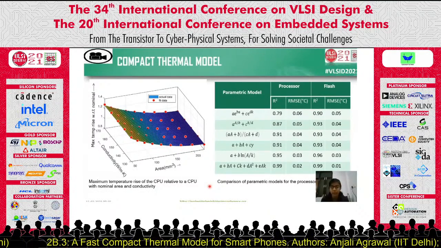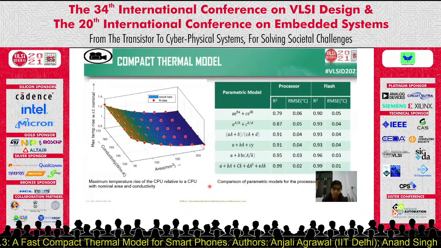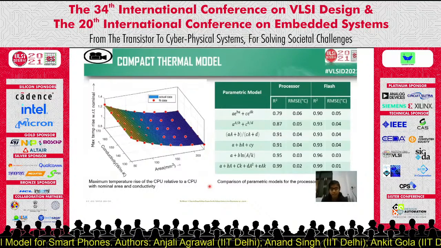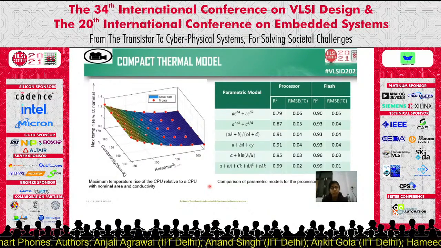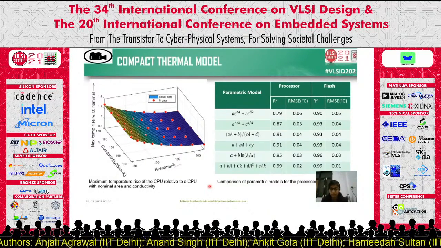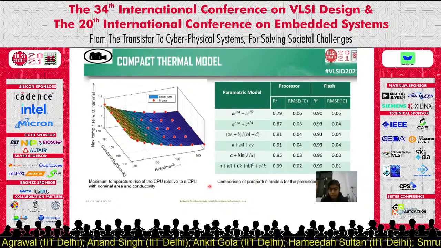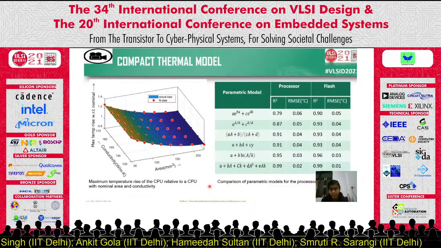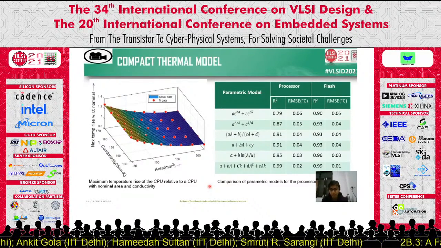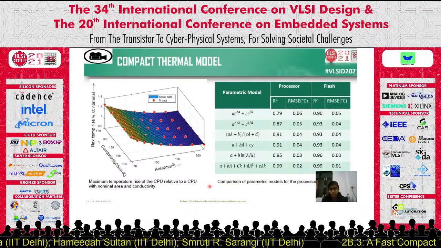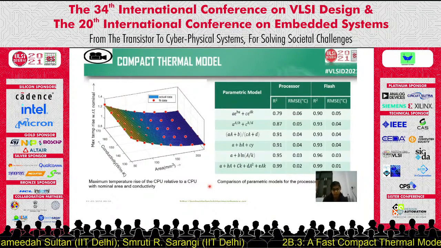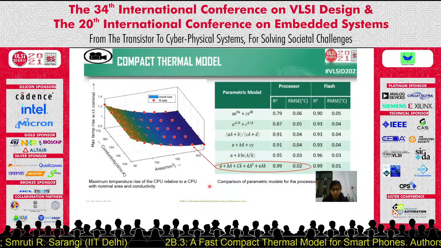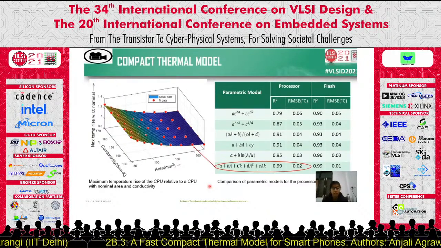So here is a comparison of the different parametric models that we have considered as candidates for the processor and flash, along with their R-square and RMSE values, root mean square error values. R-square is the ratio of the variation in data explained by the fit model to the total variation in data. So its value lies between 0 and 1, and the higher the value, the better.